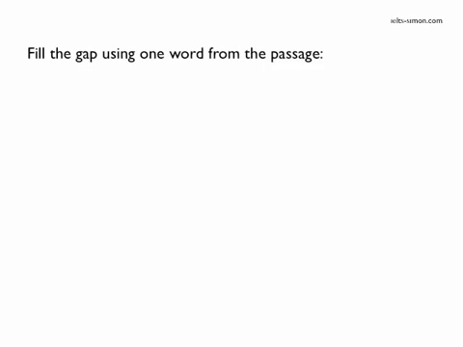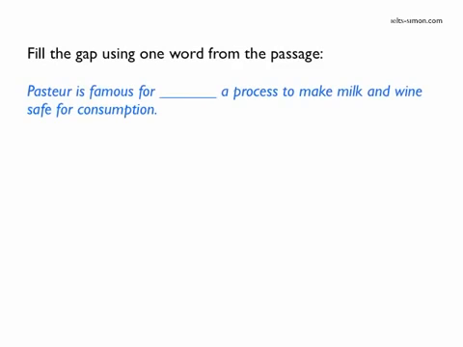First, read the following question. Fill the gap using one word from the passage. Pasteur is famous for a process to make milk and wine safe for consumption. Before trying to get the answer, you need to make sure you understand the question, and you need to decide what to look for in the passage.